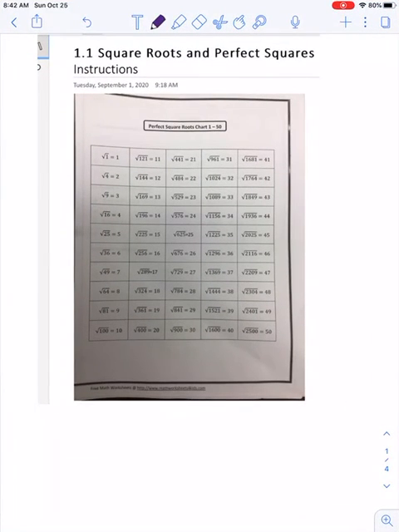Square roots and perfect squares. So when we're talking about perfect squares, it's a number times itself. So 1 times 1 gives us 1. 2 times 2 gives us 4. So those are all perfect squares.